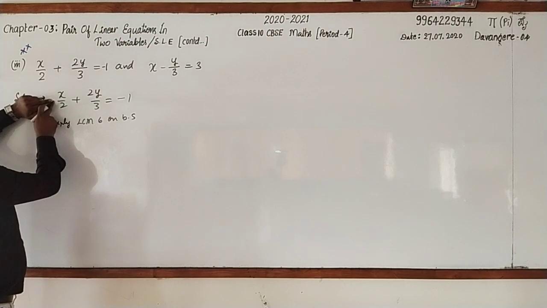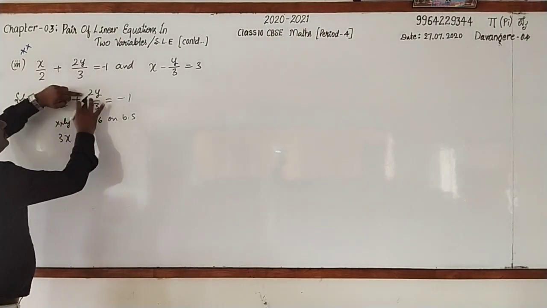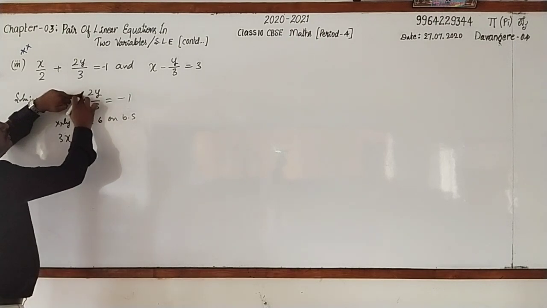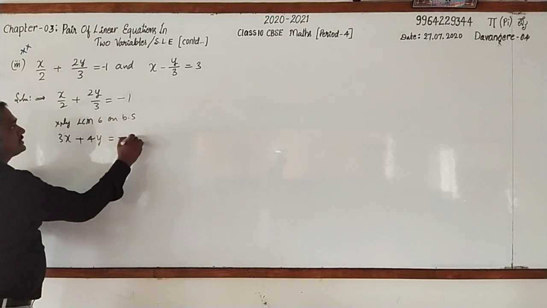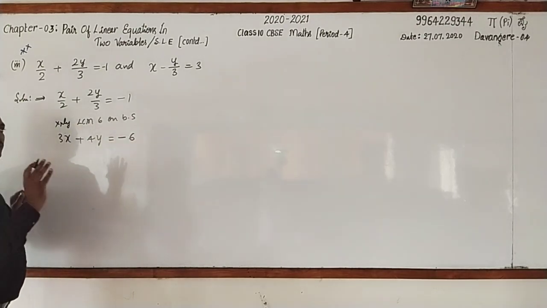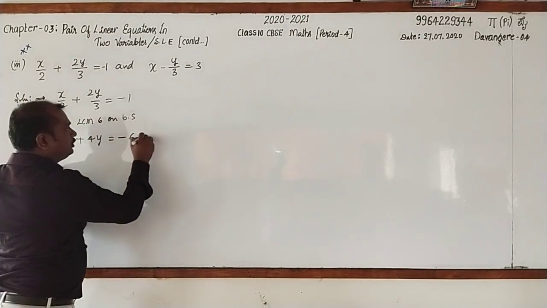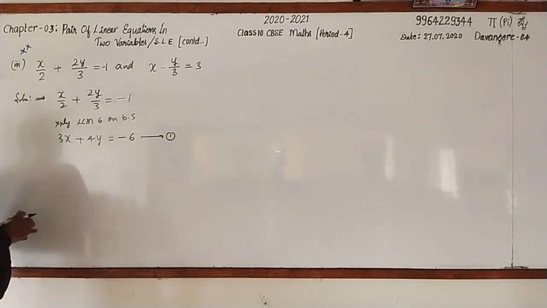When you multiply 6 here, 2 3s are 6, so 3x. Multiply 6 here, 3 1s are 3, 3 2s are 6, 2 2s are 4, so 4y. Multiply 6 here, this is minus 6. Hope that you have understood. Now you may call this equation 1.